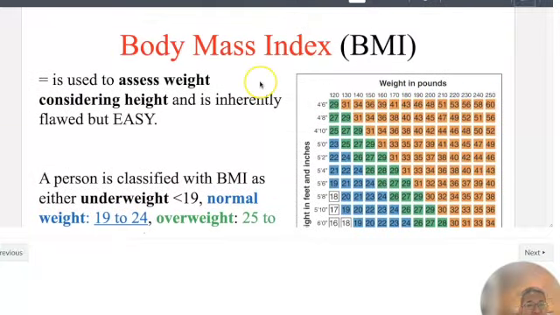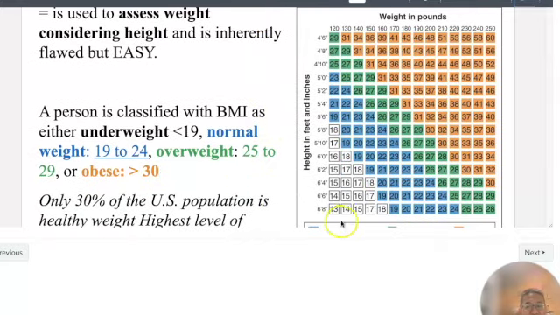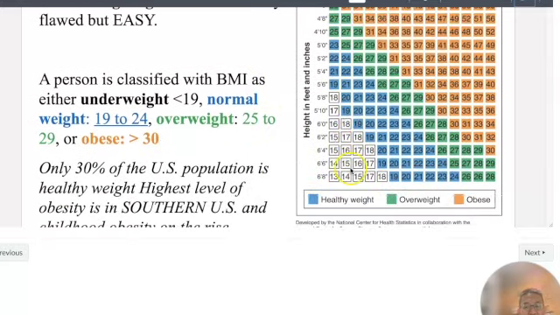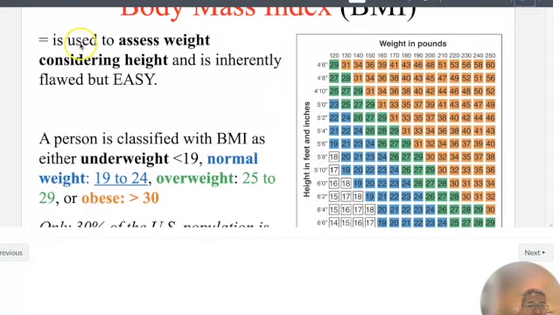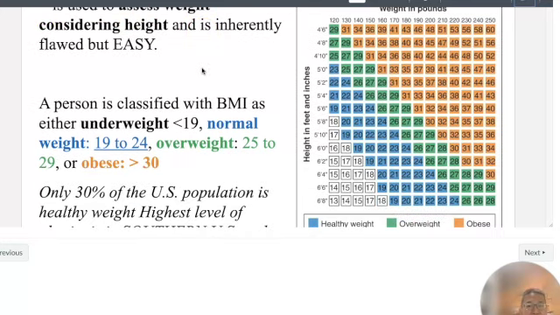So here's a body mass index. It is used to calculate whether you're average or normal or whatever. Okay, so here's a healthy weight. Between here is overweight and here's obese. It is used to assess weight in consideration of your height. Let's say you're 5'6", and you're in this range, then you'll be overweight, and here's obese, and here's your weight.